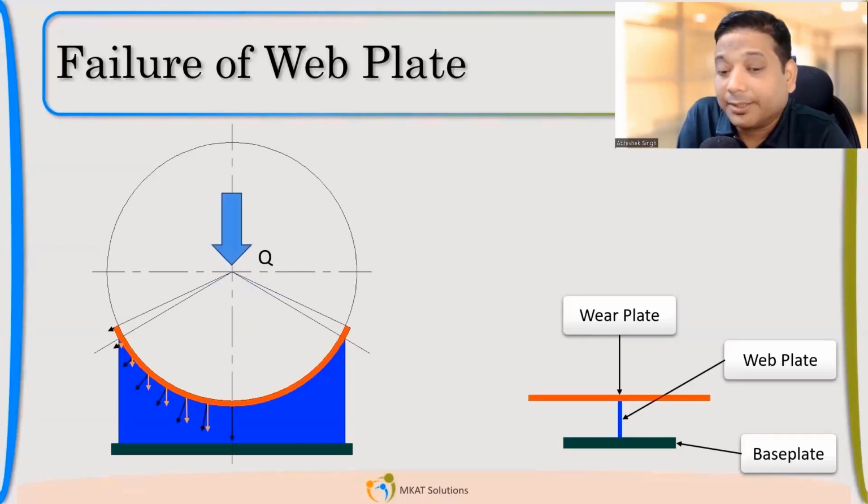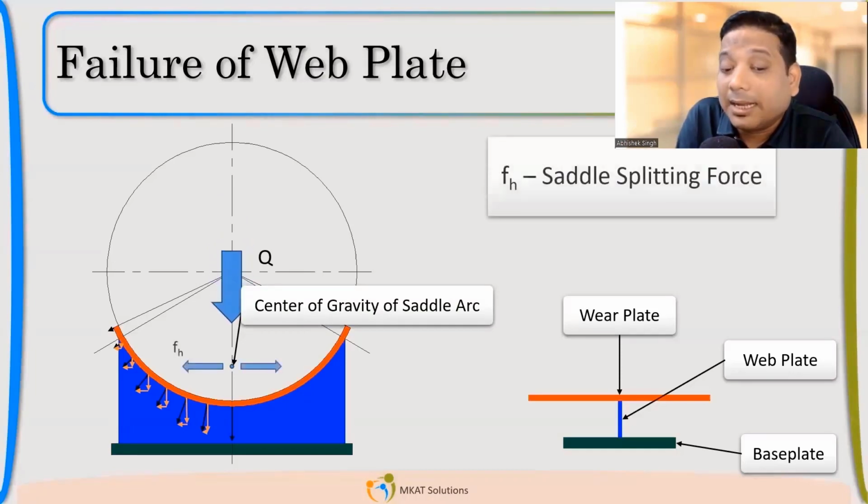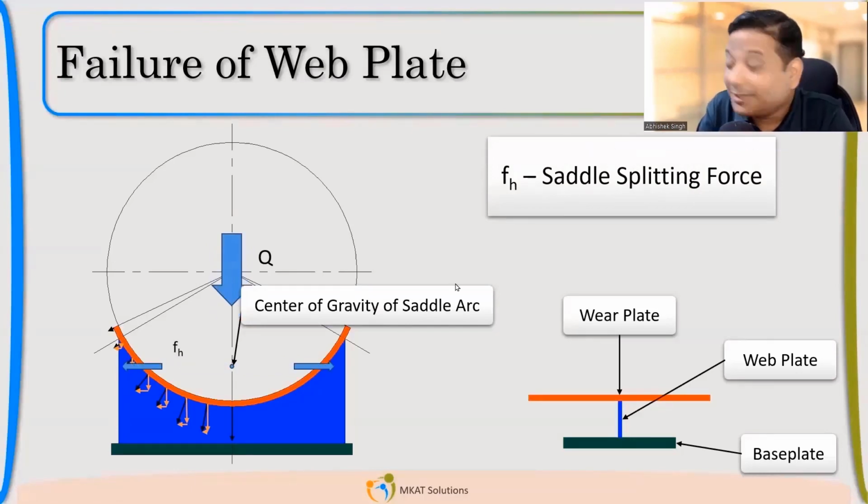Now because of this force, this point which you can see here is called the center of gravity of the saddle arc. That is basically the web plate arc, which is made at an angle of 120 degrees. This is the CG of it. We'll be calculating how we find this value. But at this location, at the CG of this arc, there will be a splitting force.